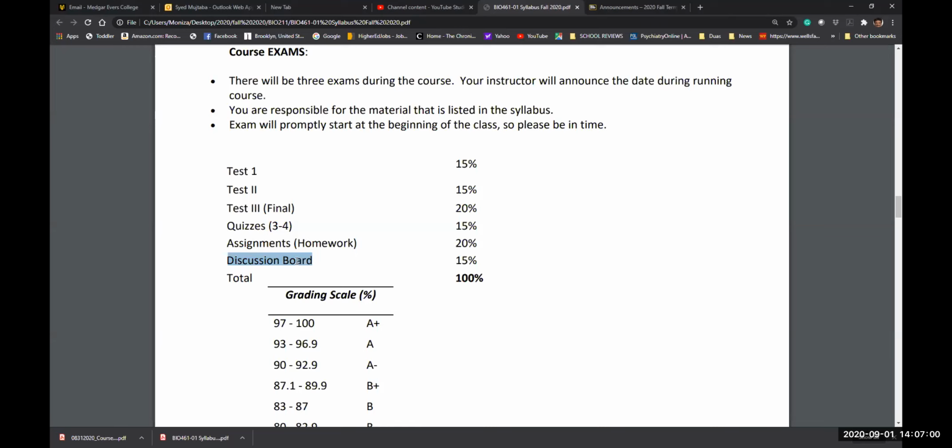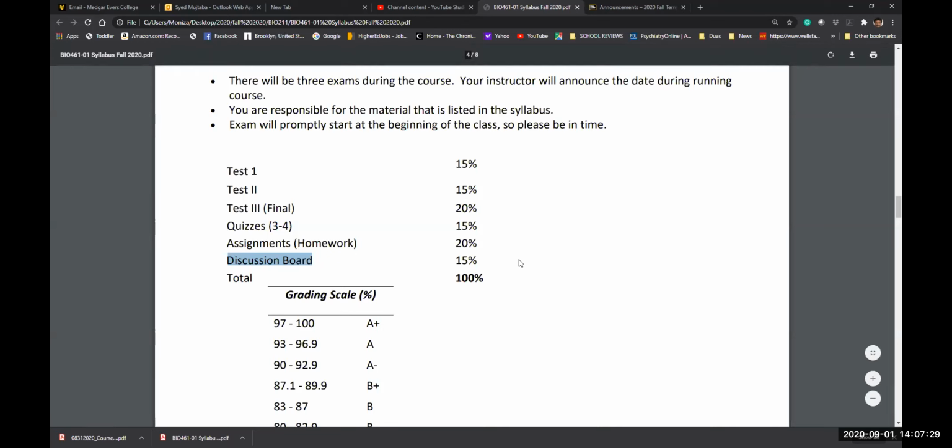Discussion board helps us to be connected, right? So every week you will get a topic to write on discussion board. These topics will not be from molecular biology, but they will be open-ended questions which would be a reflection or extension of molecular biology. So 3 tests, then 3 to 4 quizzes, assignments, and discussion board. And these are the various breakups of the contribution of each of these learning or assessments.